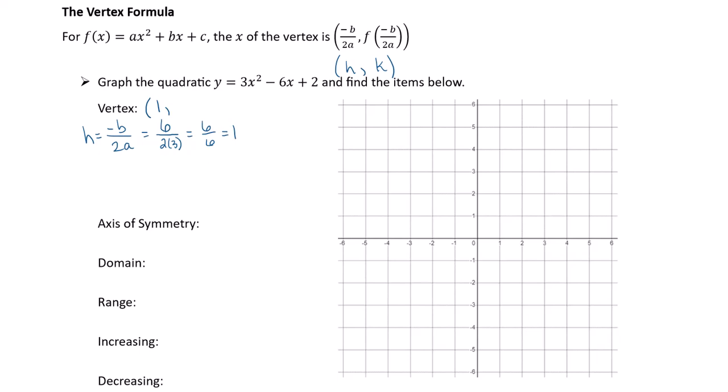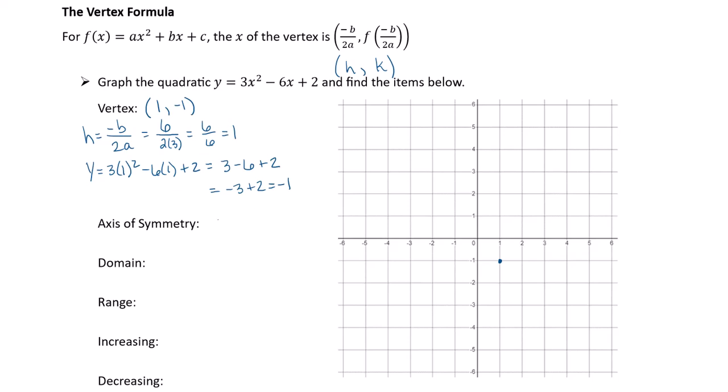And now I can go ahead and put the 1 into the function and get the y out. So I'm going to have y equals 3 times 1 squared minus 6 times 1 plus 2. So 1 squared is 1 times 3 is 3, minus 6 times 1, which is negative 6, plus 2. 3 minus 6 is negative 3, plus 2 is negative 1. So my vertex is (1, -1). I can go ahead and graph that.